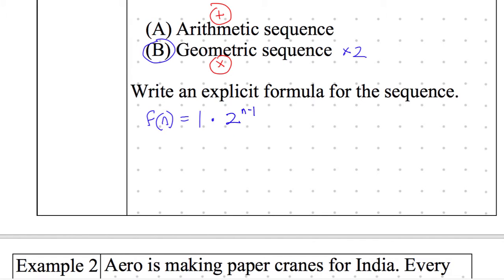I can give you another formula. F of n is equal to 2 times 2 to the power of n minus 2. I can give you another formula. F of n equals 4 times 2 to the power of n minus 3. Yep, that's another formula. There are so many formulas that you can do for this one.